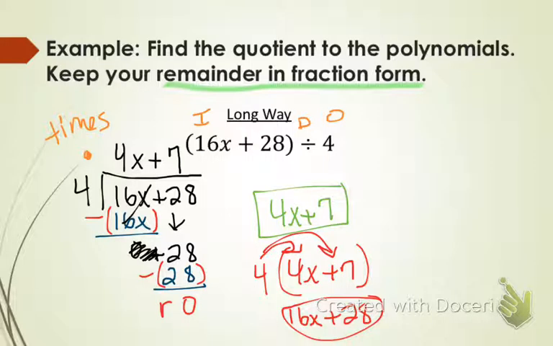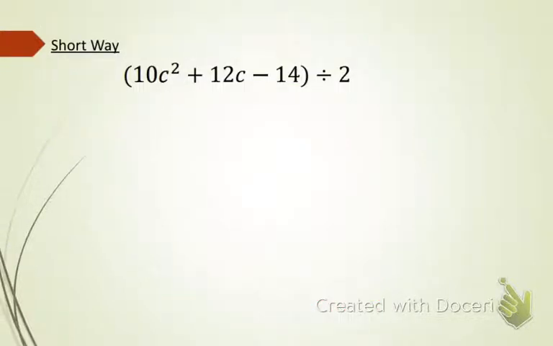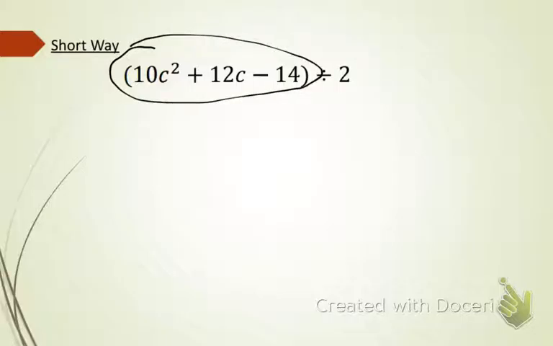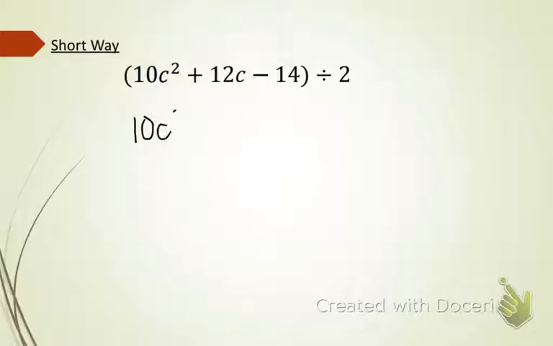Alright, let's try another one. In this one, I'm going to show you how to find the quotient using the short method, the short way. In the short way, you need to understand that all of this inside the parentheses is getting divided by 2. So, I'm going to rewrite everything that is inside of the parentheses without the parentheses. All of this is getting divided by 2. So, each one individually is getting divided by 2.